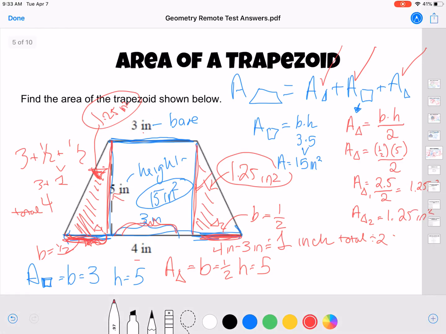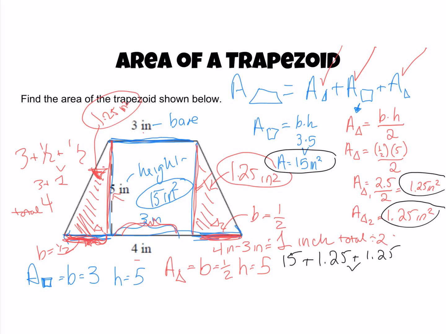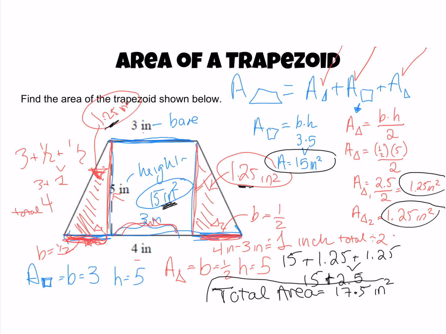Now, the final thing I'm going to need to do is add these 3 numbers together. So I'm going to add up the 15, 1.25, and 1.25. I'm going to add up my decimals first: 1.25 plus 1.25 gives me 2.5, and I'm going to add my 15 to it, and that's going to give me a total area of 17.5 square inches. So we had 15 square inches here, 1.25 here and 1.25 here. When you add them all up, you're going to get a total area of 17 and 5/10 or 17.5 square inches.